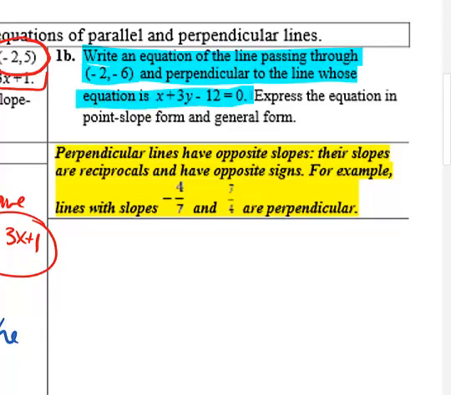Express the equation in point slope form, which just means they want y by itself, which we're probably going to do anyway. But then and in general form. So they want it to be in the same form that this guy's in, where all the values are on the same side. Gotta try to remember that. I might forget to do that.